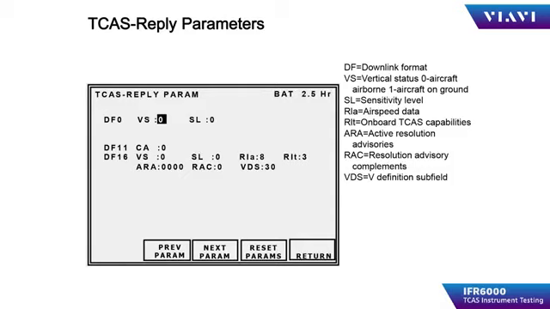The TCAS reply parameters page affords the operator the opportunity to set some of the reply parameters related to the acquisition and operational status of the target being generated. Some of these parameters are vertical status, capabilities, sensitivity levels, etc.